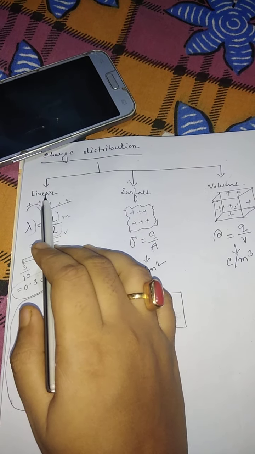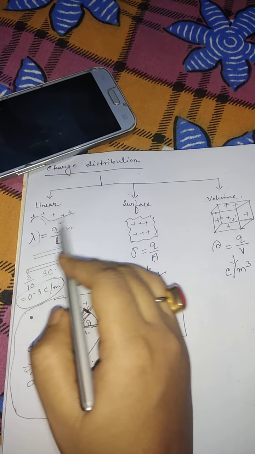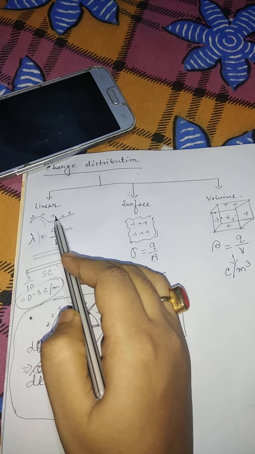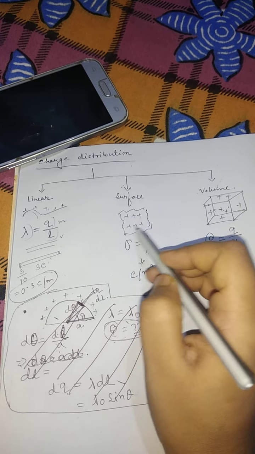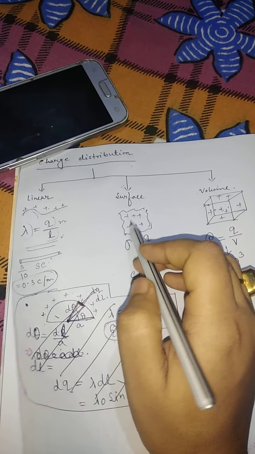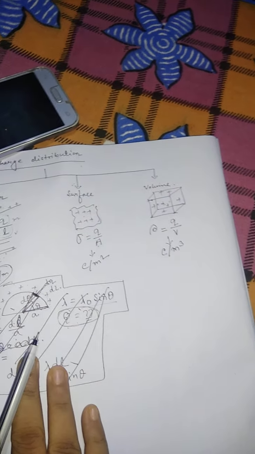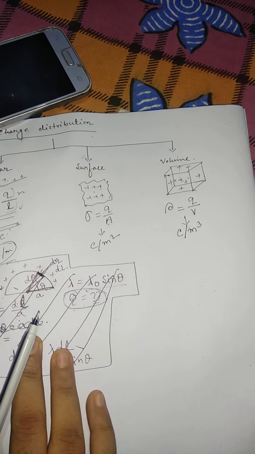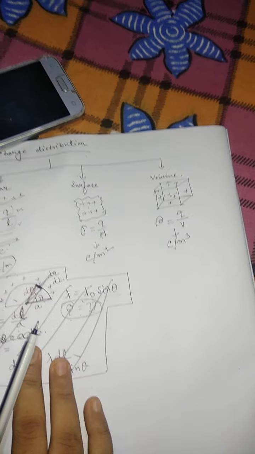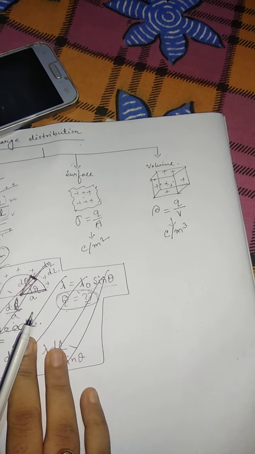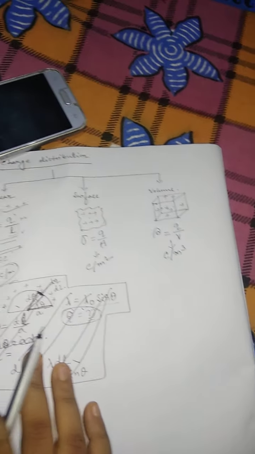Linear charge distribution is related to length. Suppose you have a wire, and charges are distributed over it; this is called linear charge distribution. Surface charge: suppose you have a surface like this, and charges are distributed over this surface; that is called surface charge distribution. And volume charge distribution is when a charge is distributed in a given volume. For example, if we distribute charge inside the classroom, which is a volume, that is called volume charge distribution.